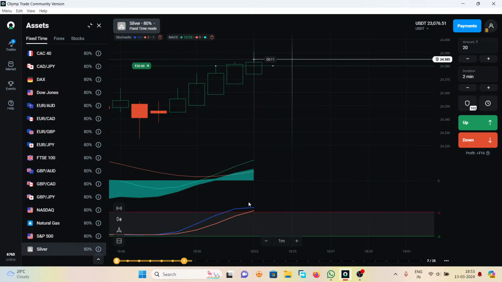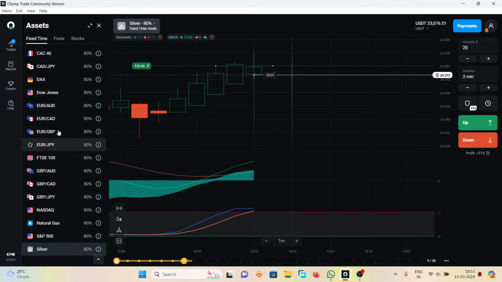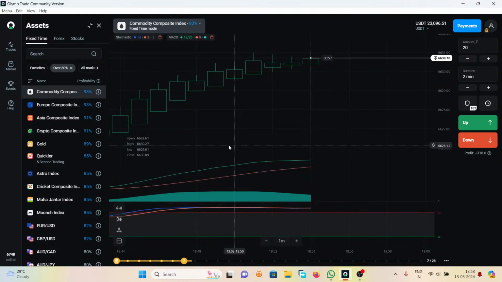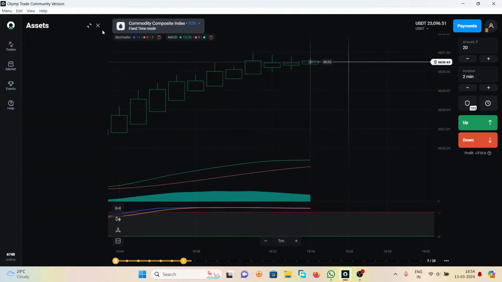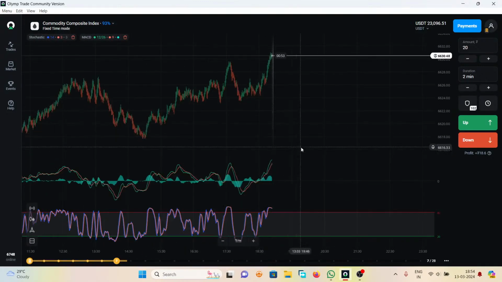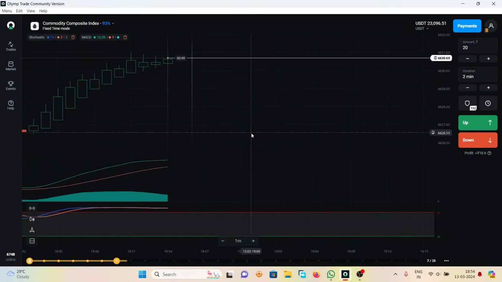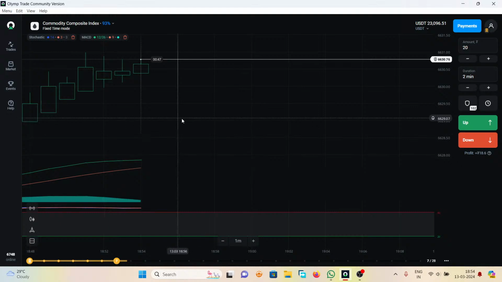So guys, if you are watching any asset and you see there is a signal, please let me know in the comment box. Okay, so maybe the reversal on the commodity. Let me check the commodity composite index. Right now we didn't find any reversal, sir. When will we feel the reversal? Okay, nice.